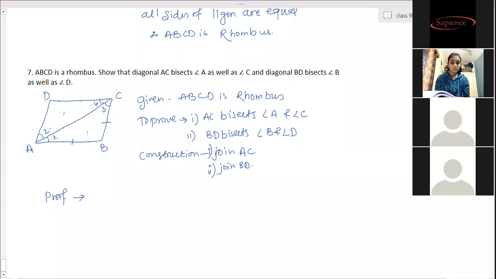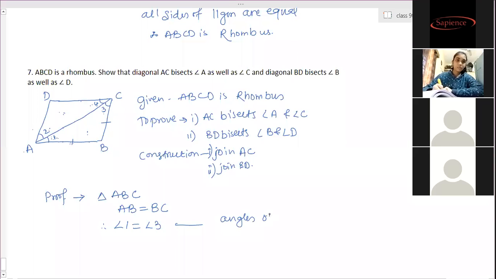Are you able to understand this part? Yes, ma'am. So better you prove with the angles. In triangle ABC, AB is equal to BC. Therefore, angle 1 is equal to angle 3, angles opposite to equal sides.